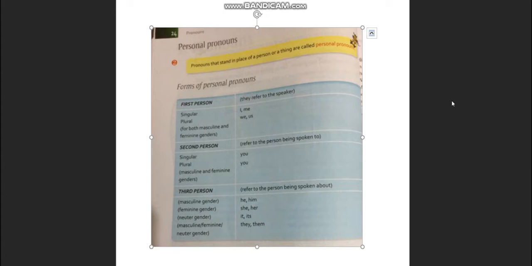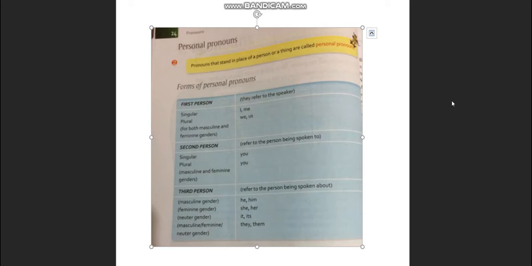Now, second person. Second person refers to the person we are speaking to. Like I'm speaking to you students, so I'm using "you". In the singular case there is "you", and in the plural case also there is "you". We use you, Y-O-U, for masculine as well as for feminine.